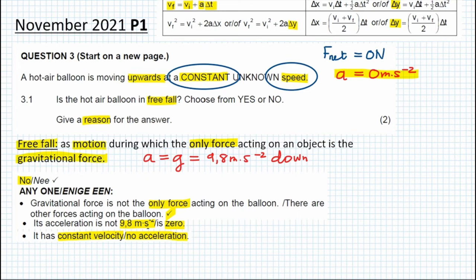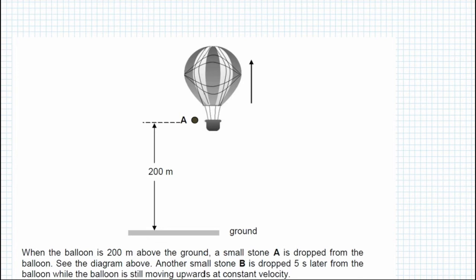So you have 3 options here as possible reasons, and that's going to get you your 2 marks for question 3.1. Fortunately, we have been provided with a diagram in this question on our question papers, so it's important that we make use of this diagram to help us understand the situation. We have the hot air balloon. We can see indicated on the sketch that the hot air balloon is going upwards.